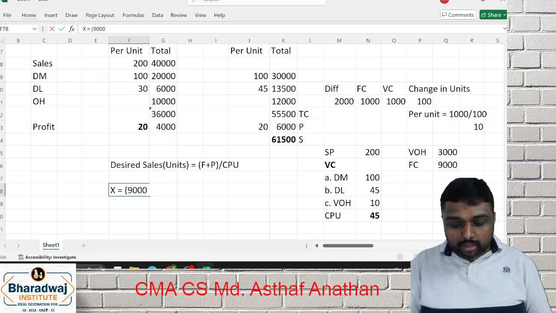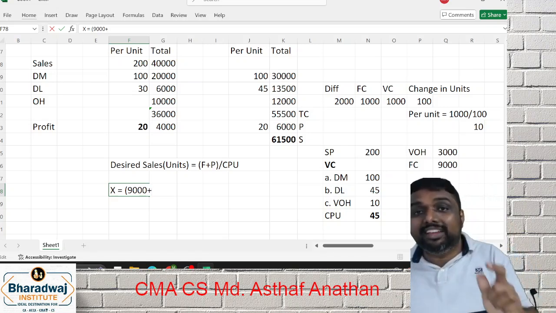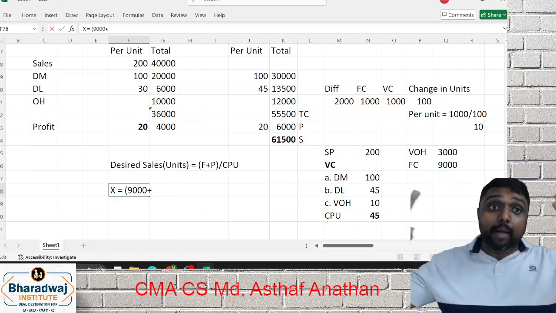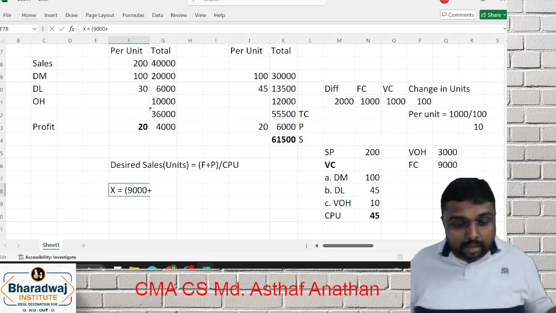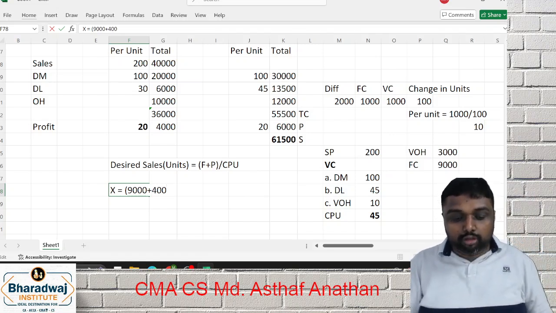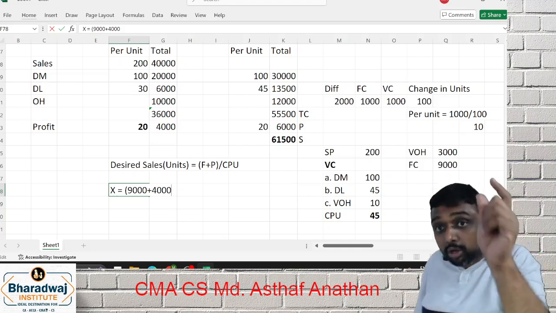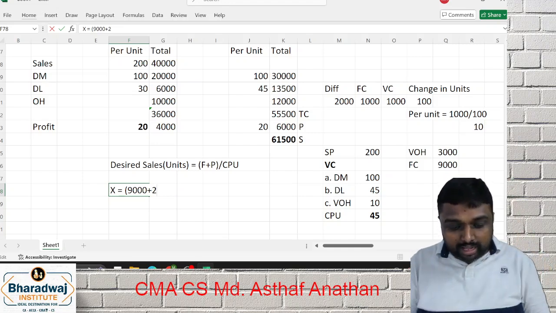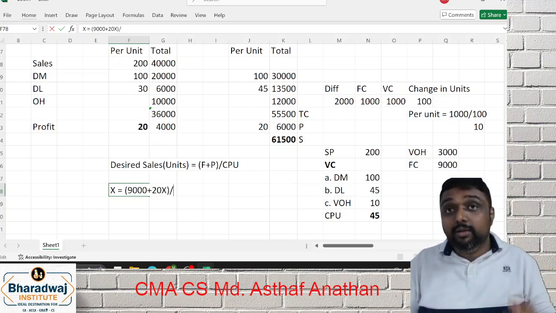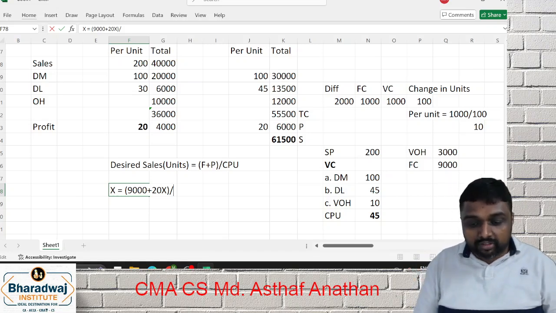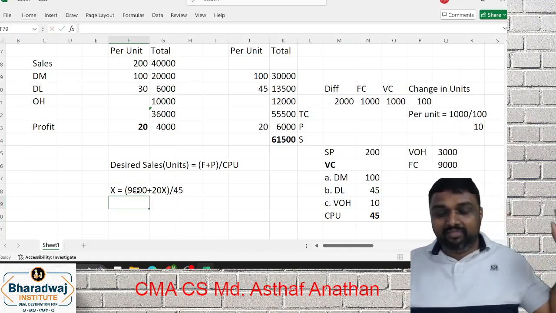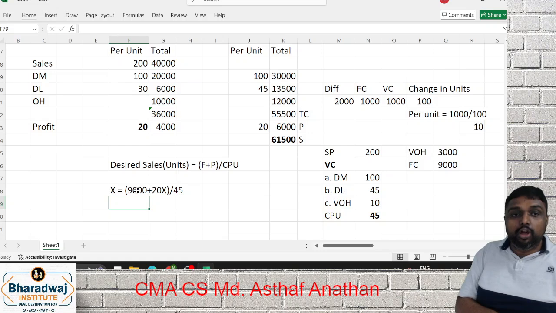Your fixed cost is 9,000 plus profit. Profit is very interesting. They are not telling the same amount of profit. If they said the same amount of profit, you could put 4,000. But they are not telling the same amount of per unit profit. So you have to put it as 20x divided by contribution per unit, which you already know is 45.